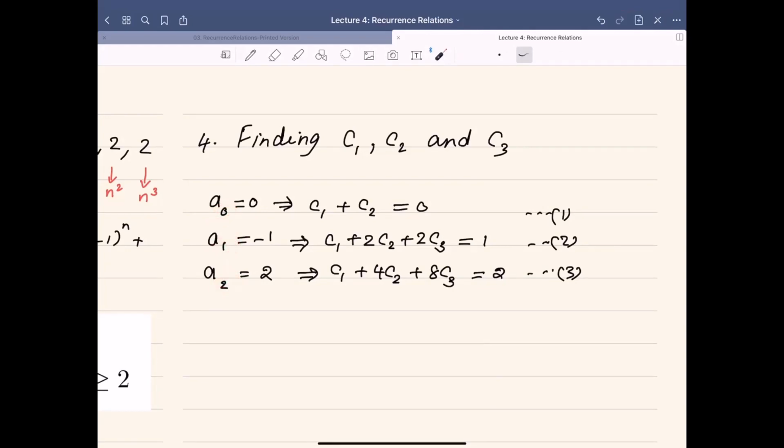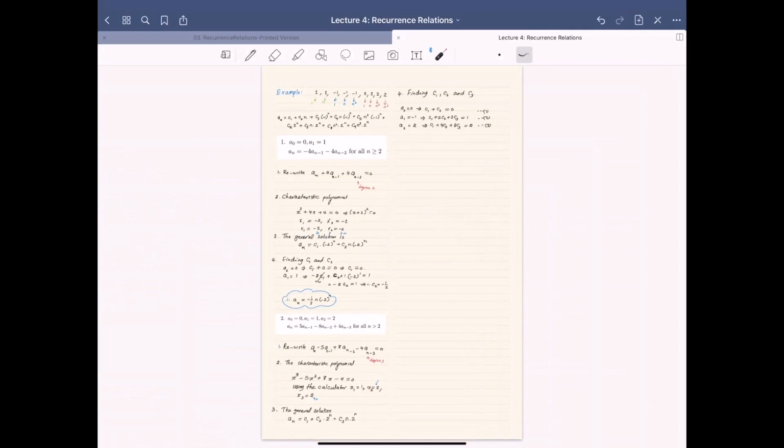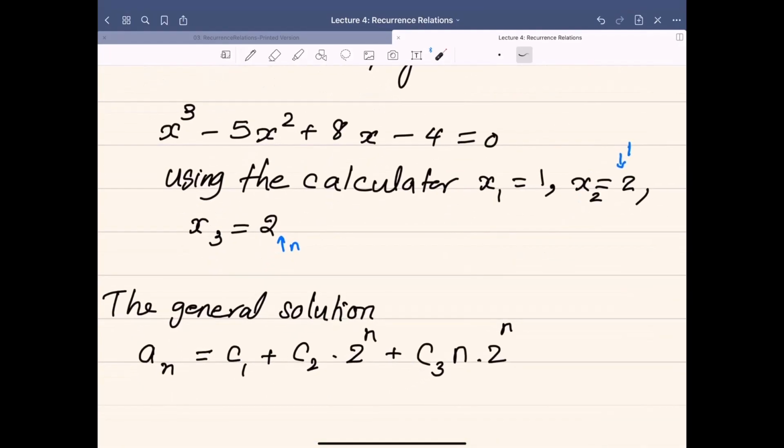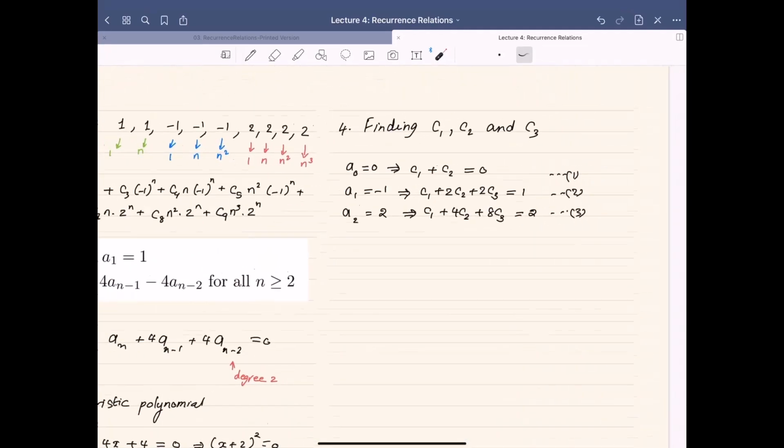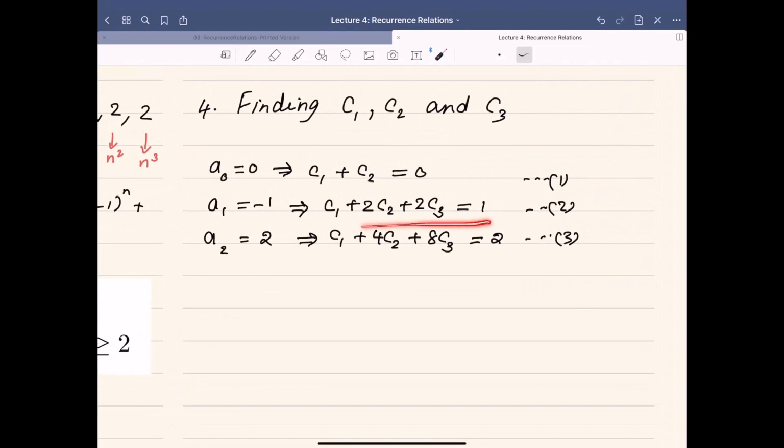And maybe if we take a look at one of them, this is the general solution we have. So when you substitute for n is equal to 1, what you will get is C1 plus 2C2 plus, and n is 1, again you will get 2C3. So we will have the second equation, which is this one.